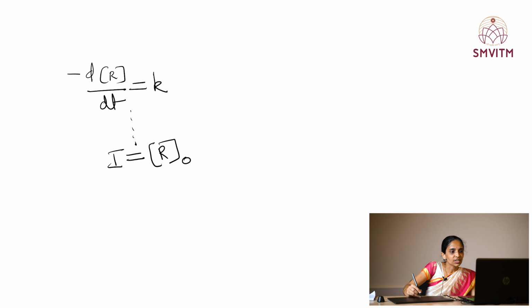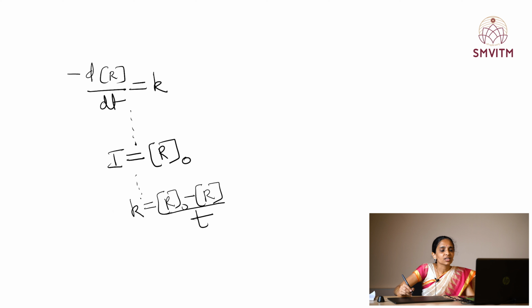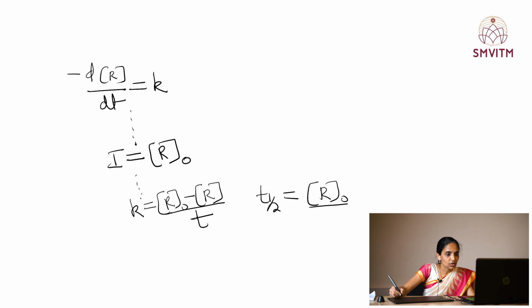If you substitute that, finally you get the integrated rate equation. What is that equation? It is k is equal to ([R]0 minus [R]) divided by t. When you substitute the half life conditions, you get the half life as [R]0 divided by 2k. Half life can also be asked to derive for 2 marks. So this is for zero order.